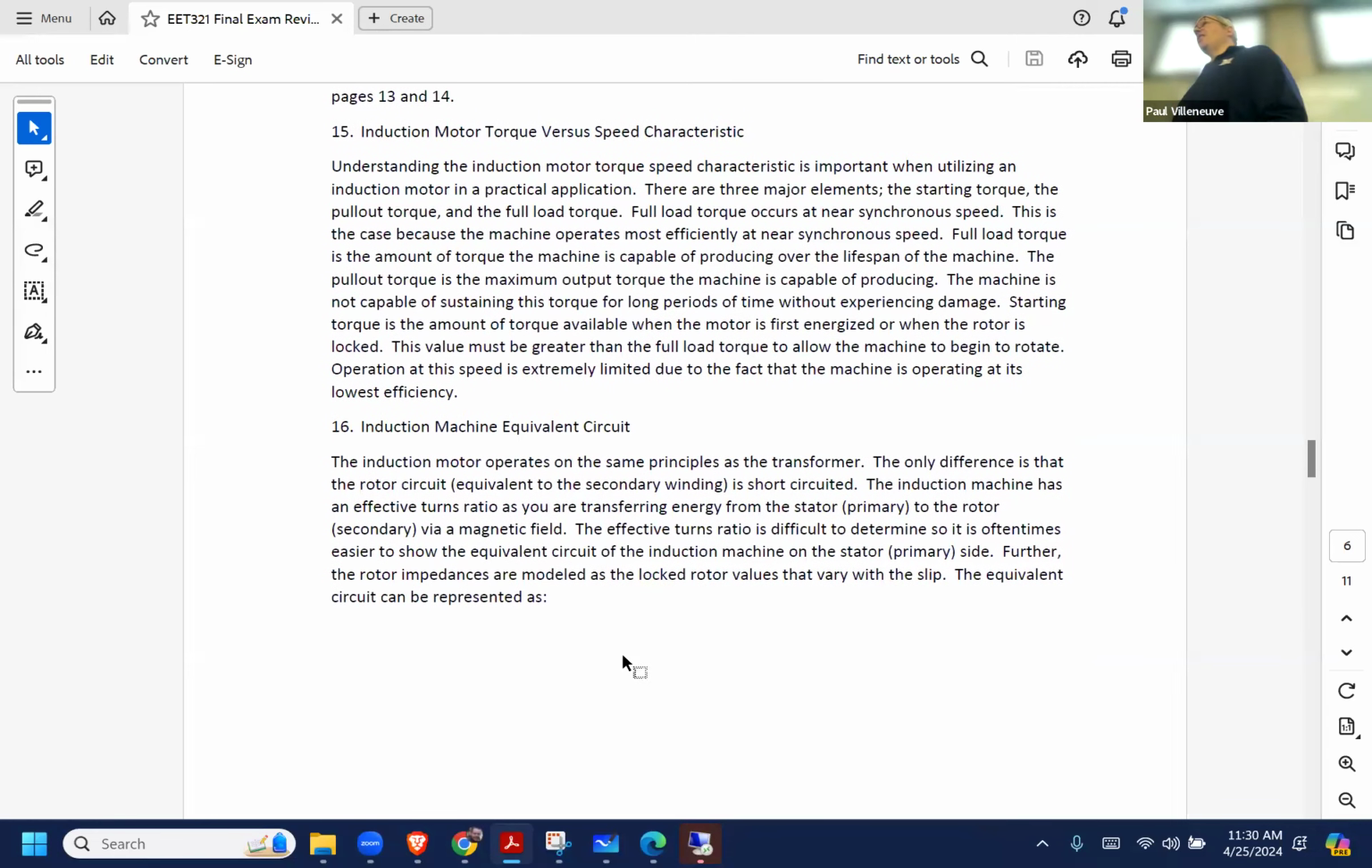We could change the NEMA design characteristics. So we had B, but we could have gone all the way to D, which means all of the breakdown torque is available for starting, which is great, but there's a big problem with that, and it's efficiency. Because our curve is not as steep on the way down, our full load torque occurs at a slower speed than a NEMA design B, which means we have a less efficient machine.